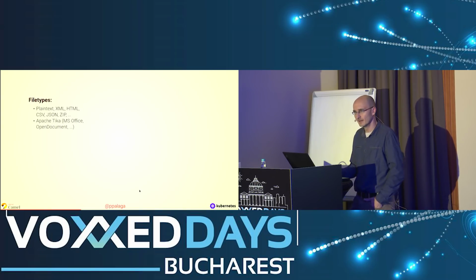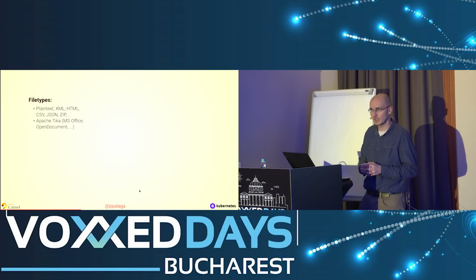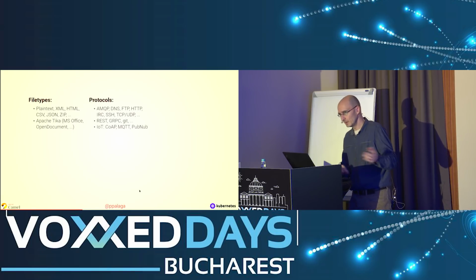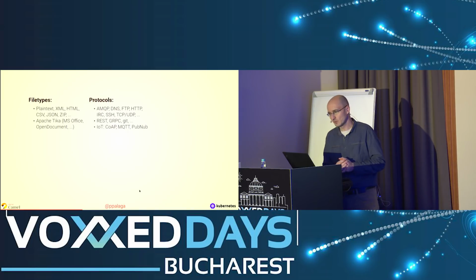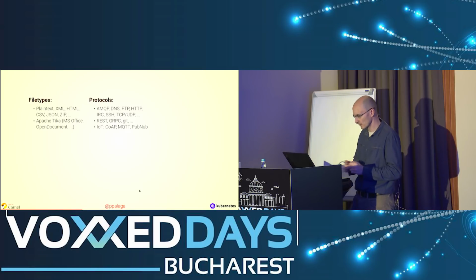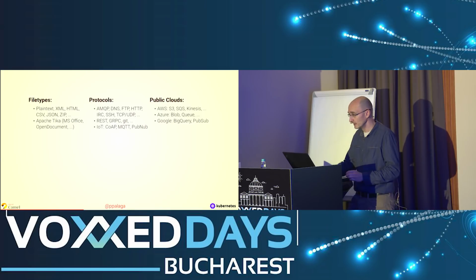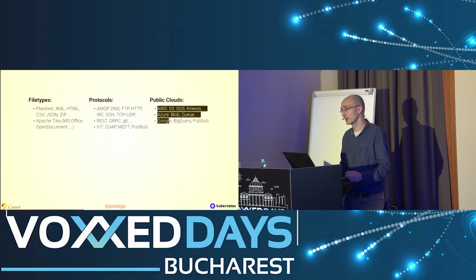So there are things like reading and writing various file types, such as plain text, XML, and JSON, and CSV, and you can also read and write Microsoft Office and Open Document, Excel tables, and things like that. Then you can read and write protocols such as AMQP, DNS, whichever you can think of, as well as IoT protocols, which is very important today. Also things like REST and gRPC and Git. Then there's lots of support for public cloud providers. You can read and write S3 buckets and Kinesis and SQS on Amazon Cloud and similar things on the other important cloud providers.